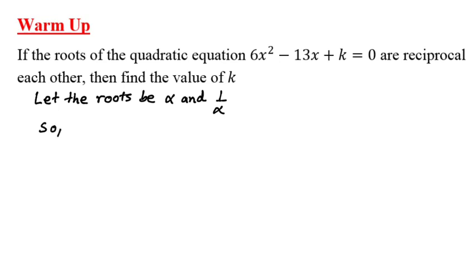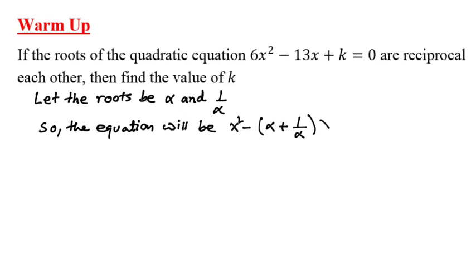So the equation with these two roots will be x squared minus the sum of roots, alpha plus 1 over alpha, x plus the product of roots, alpha times 1 over alpha, that's 1, equal to 0. So if alpha and 1 over alpha are the roots, the equation will look like this. But this is the equation given. So let's compare these two equations.